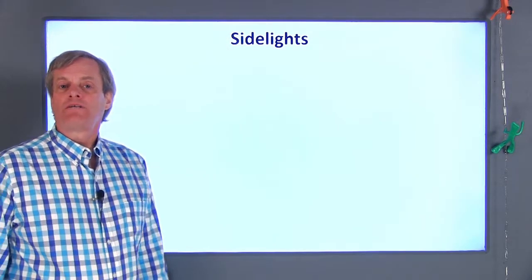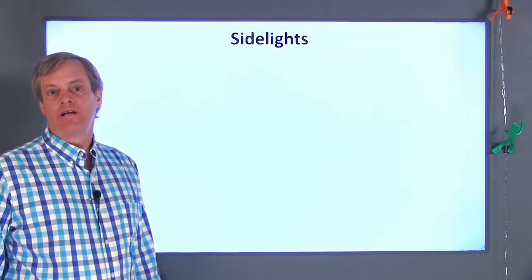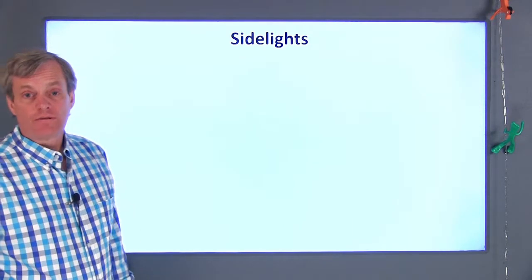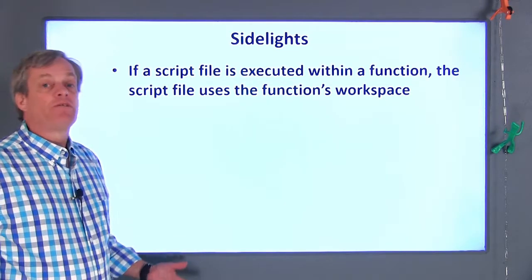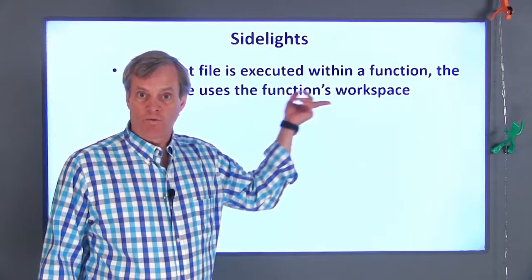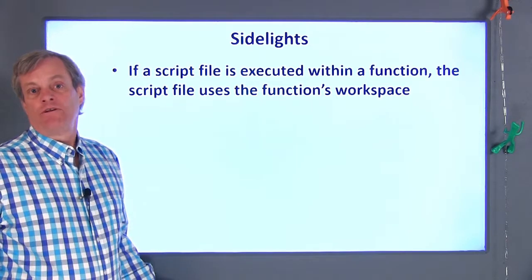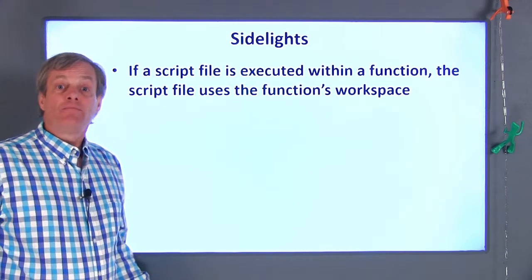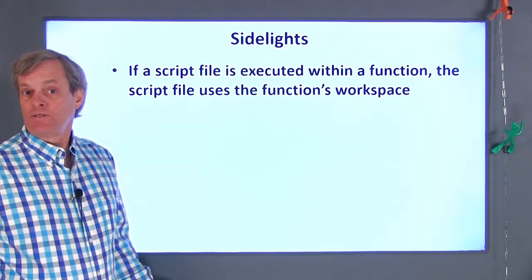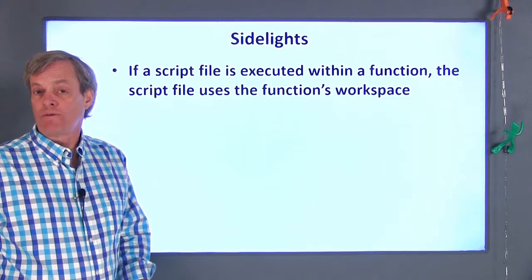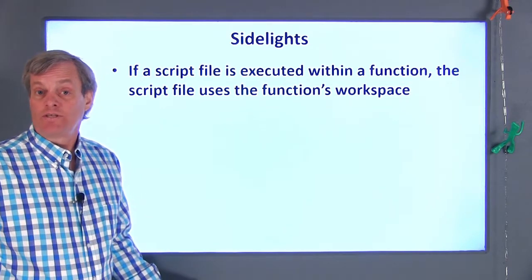Finally, I want to talk very briefly about a few topics that are useful to know, but are probably not crucial for creation and use of most functions. If you do decide to execute a script file within a function, the script file will use the function's workspace, not the base workspace. So, suppose you have a script file that you're used to running in the command window, and it puts variables in your workspace. If you decide to have a function run this script file, the variables that the script file would typically put in your workspace won't be there. They'll be put in the function's workspace, which will be closed when the function stops executing.